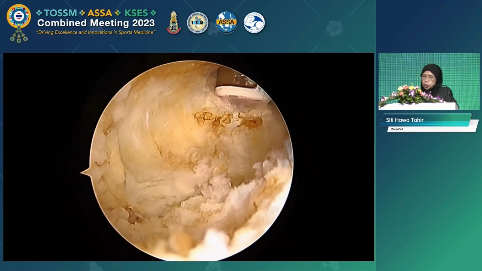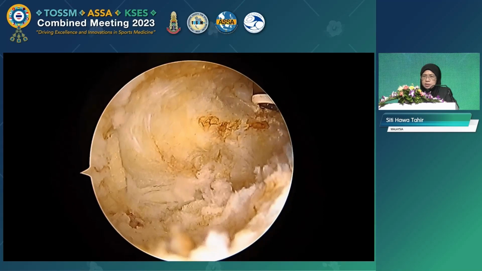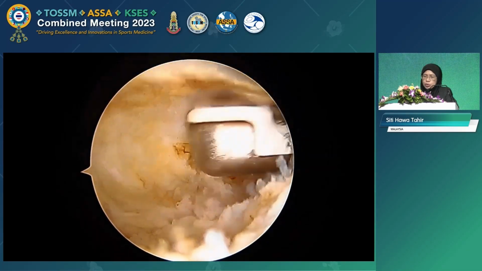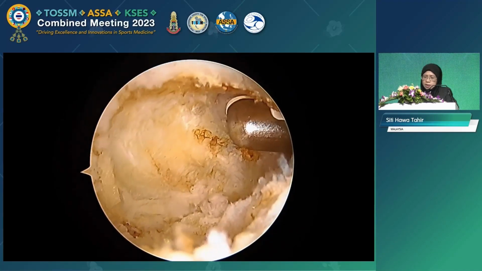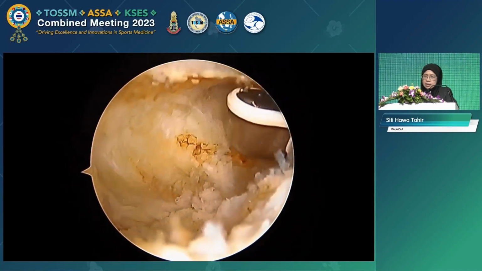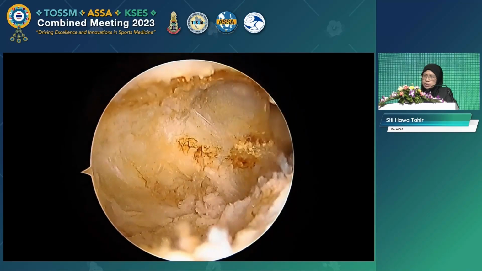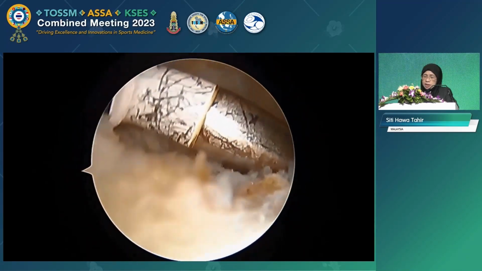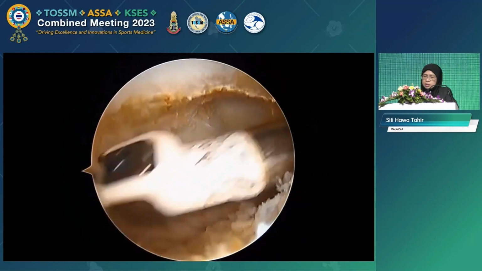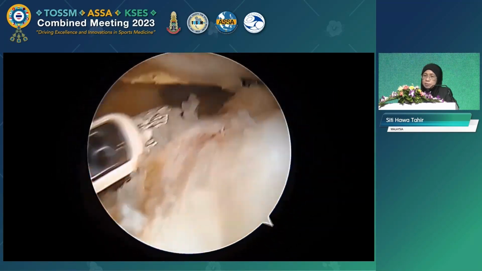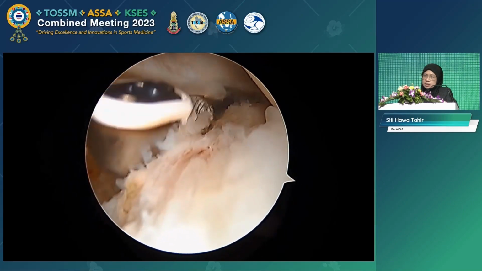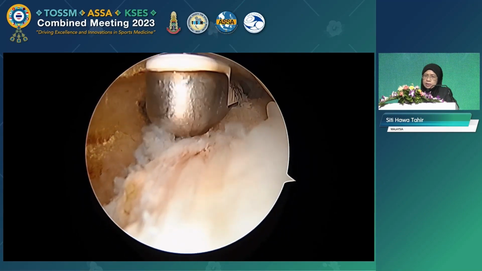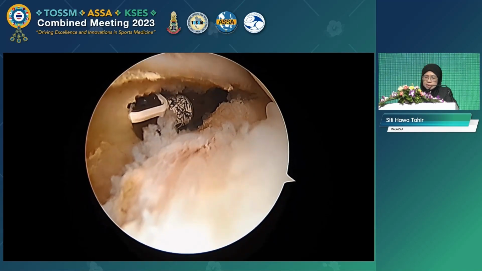Knowing that in such conditions the capsule can be quite thick, I would usually do it slowly, gradually, layer by layer, until complete release is done. And how do we know that it is complete? When the medial head of the gastrocnemius muscle and tendon come into view, appearing as a glistening of the structures behind, then I know that the release is complete.